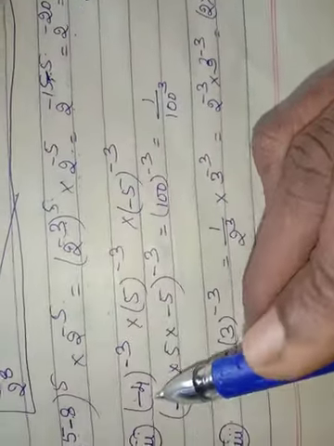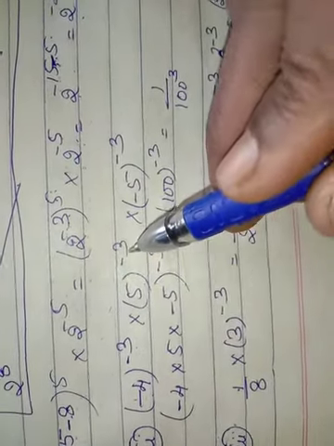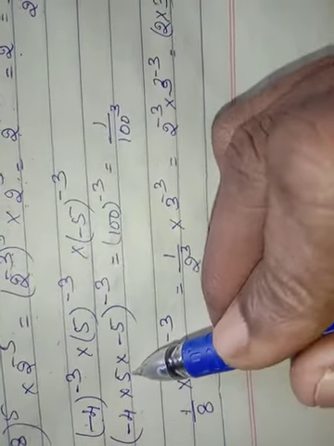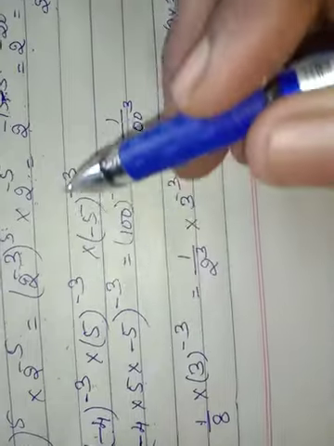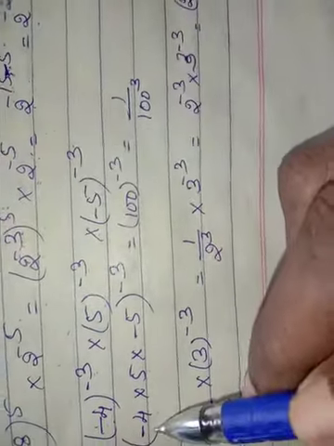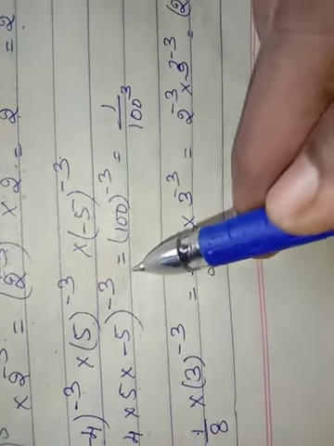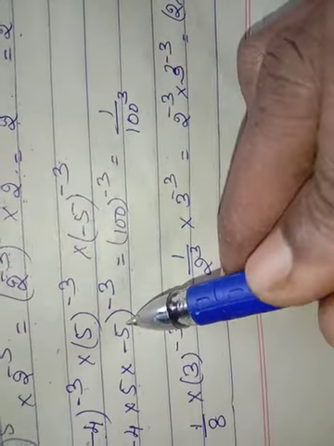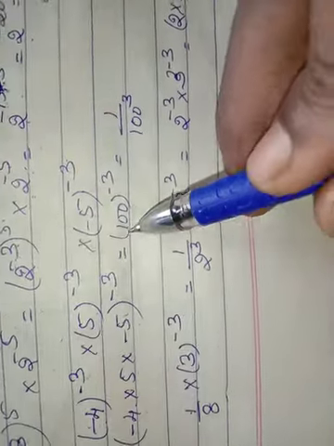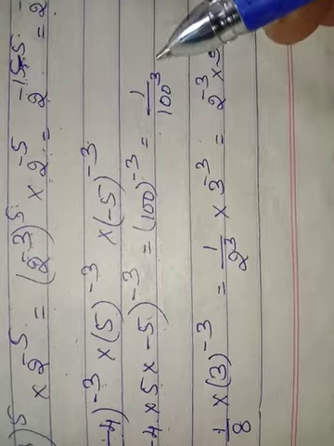Then now the second one: minus 4 whole to the power minus 3 into 5 to the power minus 3 into minus 5 to the power minus 3. Since the powers are the same, therefore we can multiply the bases, which are not the same. Minus 4 into 5 into minus 5, whole to the power minus 3. That is equal to 5 fours are 20, 20 fives are 100. Minus into minus is plus, 100 to the power minus 3. That is equal to 1 by 100 to the power 3.